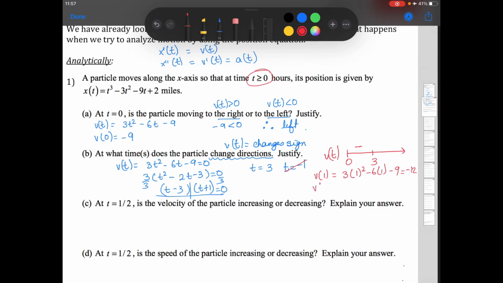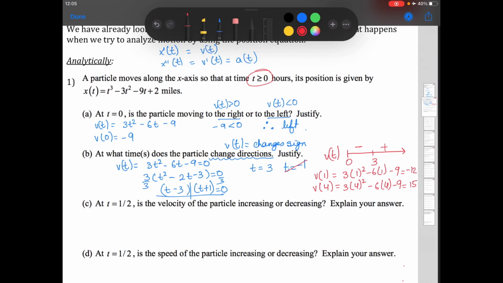So the next number I'm going to pick is between 3 and above 3. So let's pick 4. So I'm going to do 3 times 4 squared minus 6 times 4 minus 9. So that is actually a positive number. It is actually positive 15, right? So since it's positive, at 3 it was at rest. So what is happening is it's changing directions.